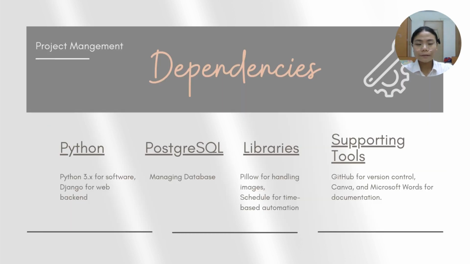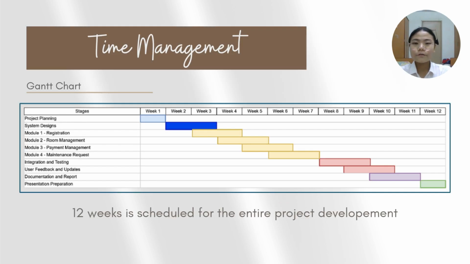First, we identified our dependencies. Software-wise, we use Python version 3, Django for the web backend, PostgreSQL for the database, and libraries like Pillow and Schedule for handling images and time-based automations. Git was used for version control, and tools like VS Code, Canva, and Microsoft Word were used to support documentation and presentation. Second, for time management, we structured the development over 12 weeks using a Gantt chart.